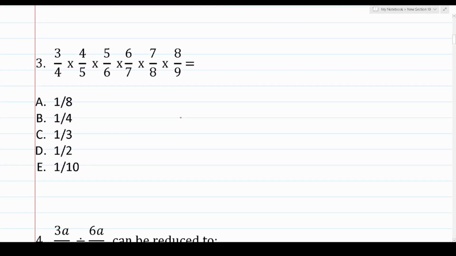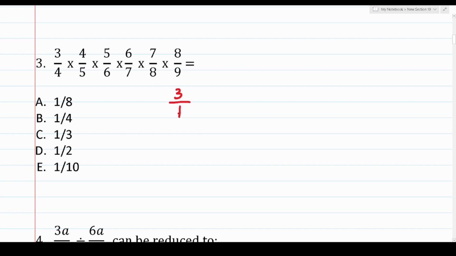Number 3 says multiply 3/4 times 4/5 times 5/6 times 6/7 times 7/8 times 8/9. This is testing your ability to multiply fractions. And believe it or not, that's not that difficult to do. And let me start by writing this off to the side so I can have some room to work with.